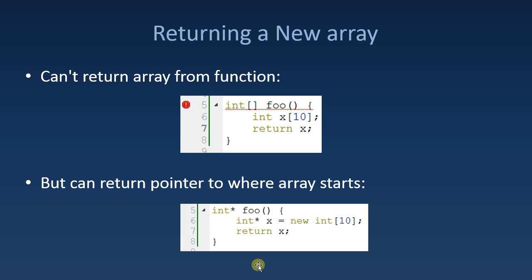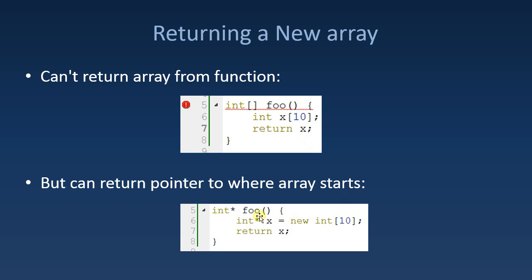We can't normally return an array from a function. So if I've got a function foo, there's absolutely no way to write something that's going to compile that would look like this: foo returns an array of ints. You just cannot do it in C++. But what you can do is return a pointer.